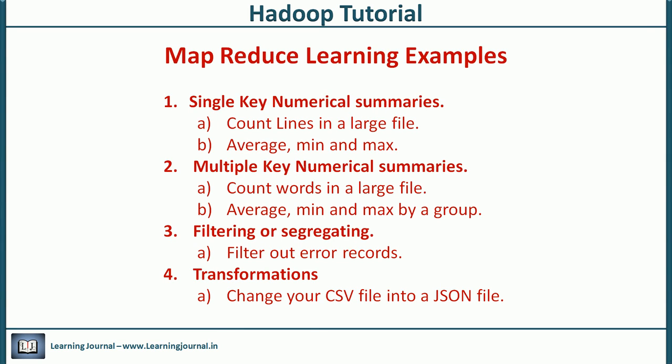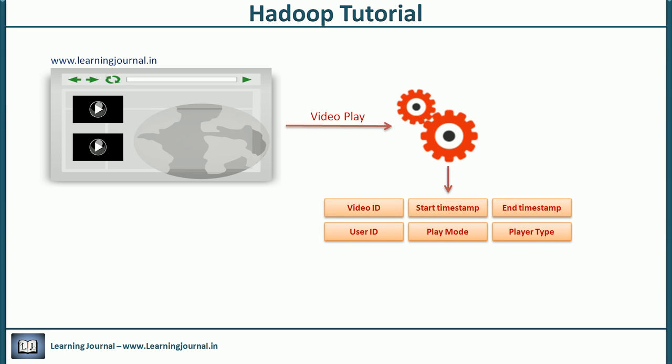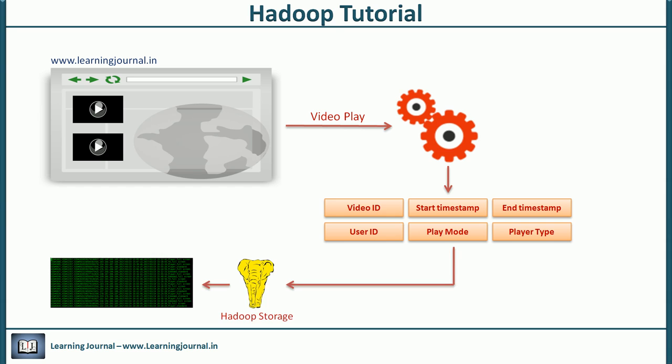Okay, let's come back to our example. We have already seen the line counting problem. Let's look at the next problem. Let's assume that you own a global video tutorial portal. You have a system in place to record some information about every video play session. You are recording a start and end timestamp and a few other things like user ID, video ID and play mode, etc. Your data is available in HDFS as a CSV file. Now, you want to find the average play time from this file. How will you do it using a map and a reduce function?